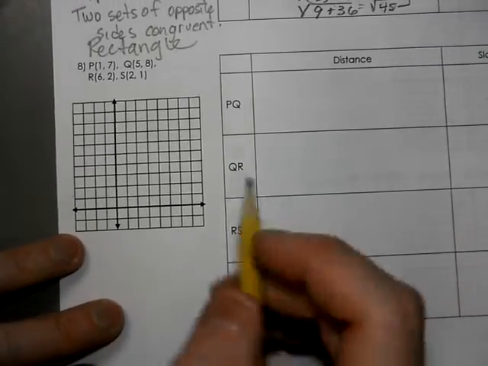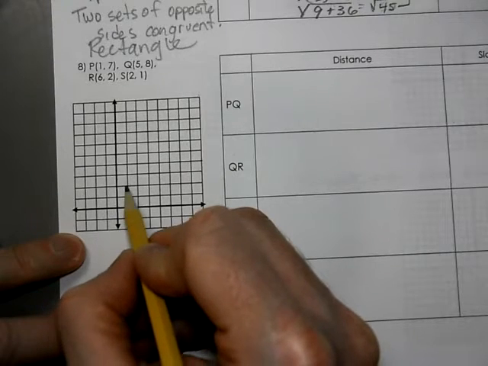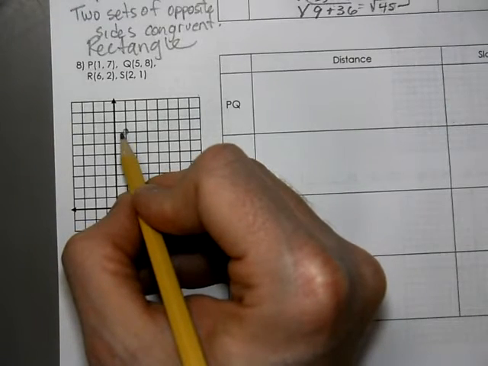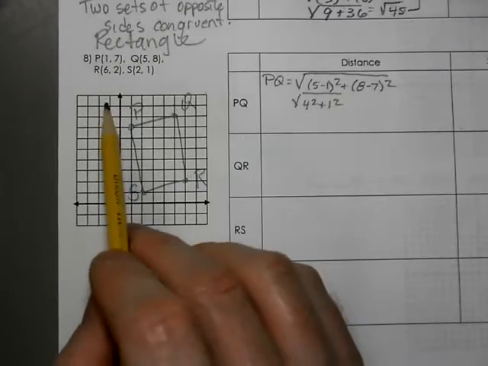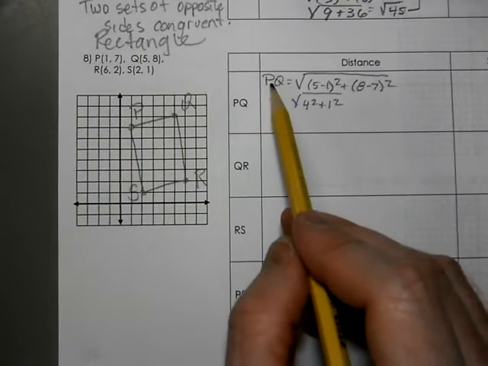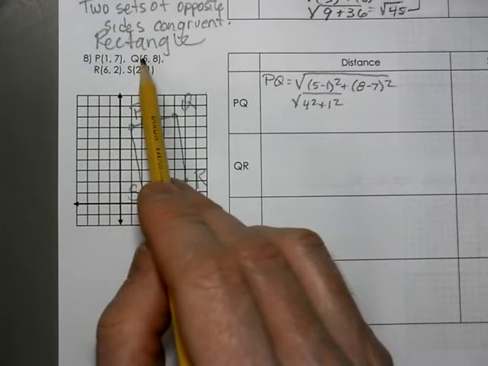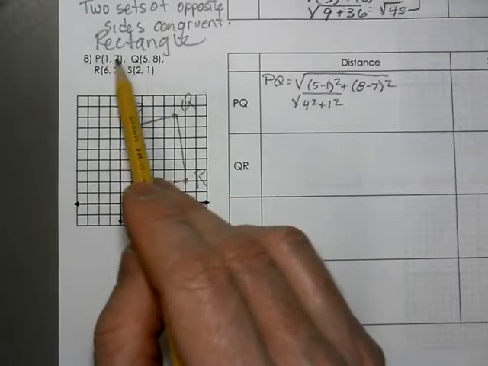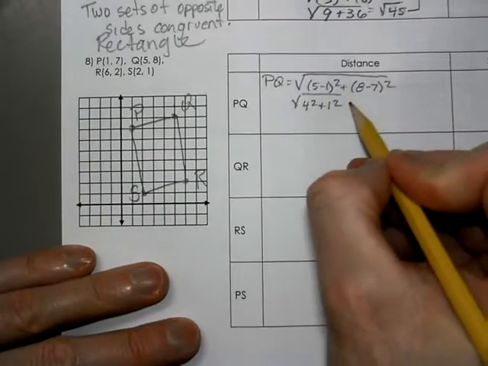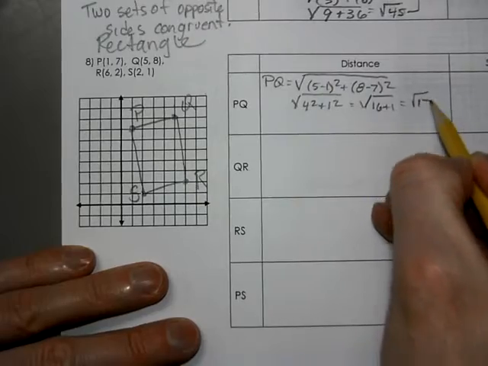Okay, last question. For number 8, plotted out the points, started to look at their distance of PQ, P to Q, so we say x2 minus x1, y2 minus y1. That's the square root of 16 plus 1. This has the square root of 17.